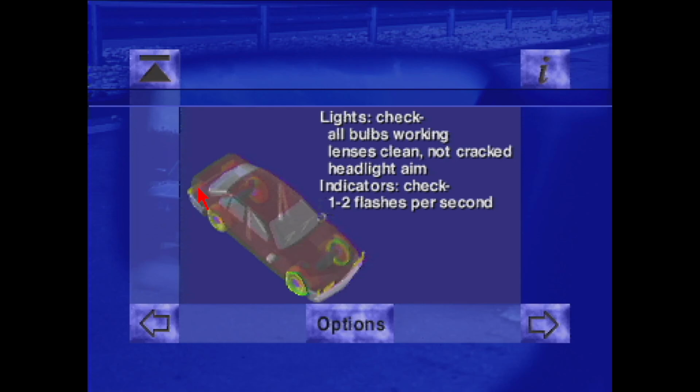Regularly check that all light bulbs, including the brake lights, are working. Check both filaments of the headlight bulbs. Keep all lenses clean and look out for cracks. Check that headlight beams are correctly aimed and that indicators flash between once and twice per second.